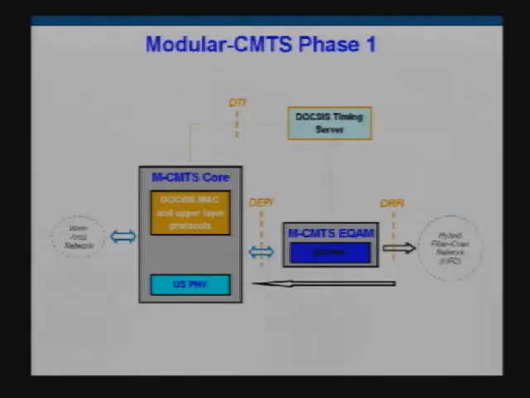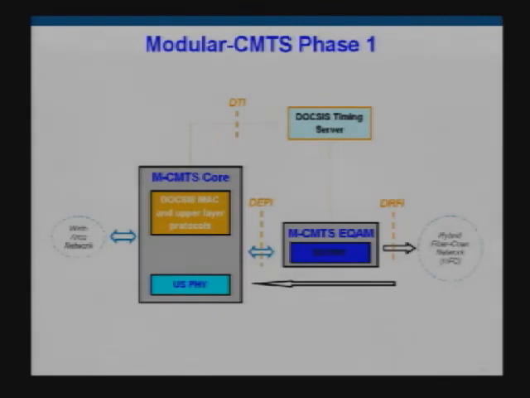However, the downstream PHY has been moved out to an external entity called an EQAM or HQAM, and this EQAM or HQAM is not a new device. It's out there in the cable networks for video streaming. In a typical cable implementation for digital video streaming, they get the video signals over GigE uplinks into an EQAM, and then the EQAM takes care of modulation and up conversion of the video signals to make them into RF signals.